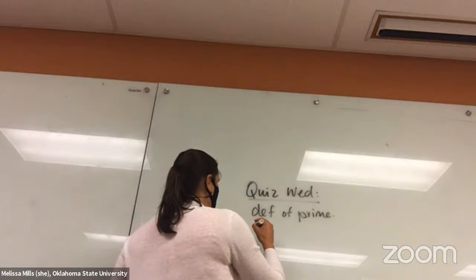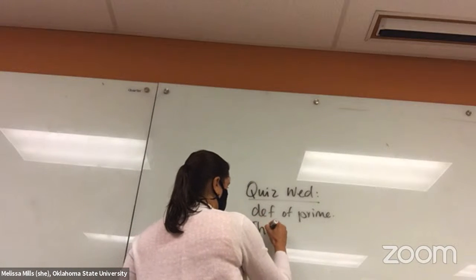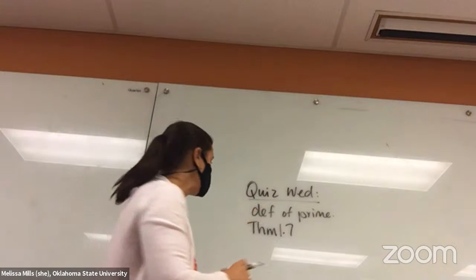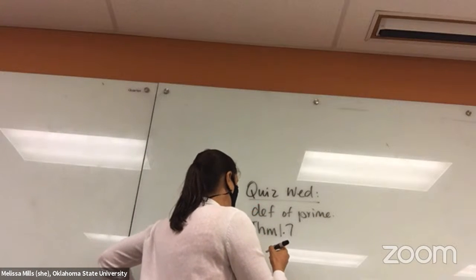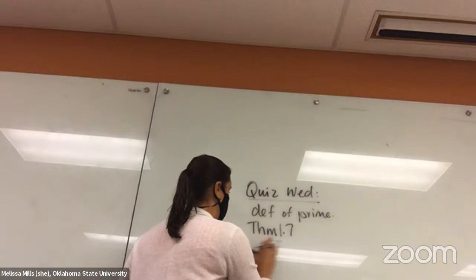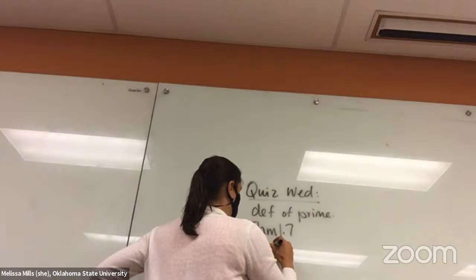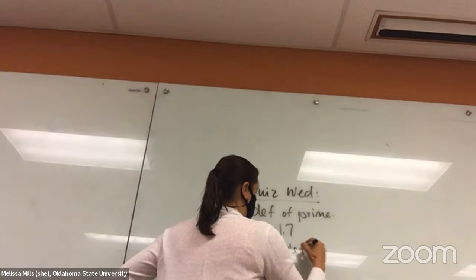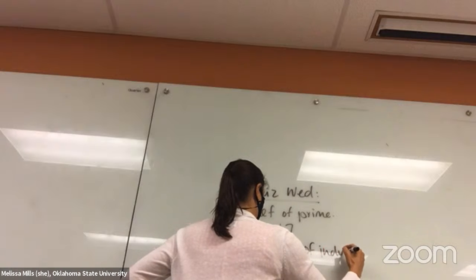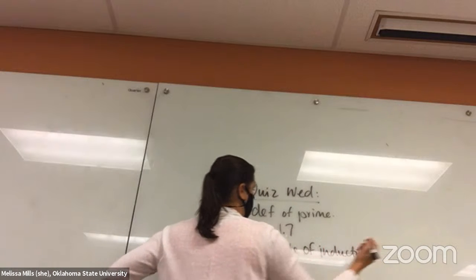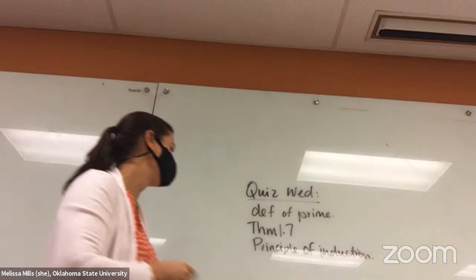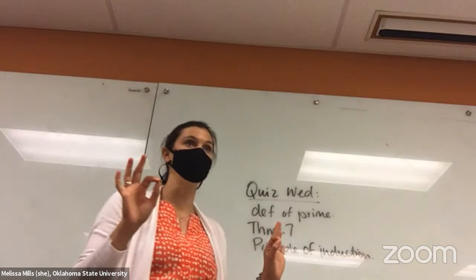So p is prime if it has those divisors, okay? And then we'll do Theorem 1.7, which is the product of primes. And then we'll do the principle of mathematical induction. So those are your memory things for next Wednesday. Good? Okay.